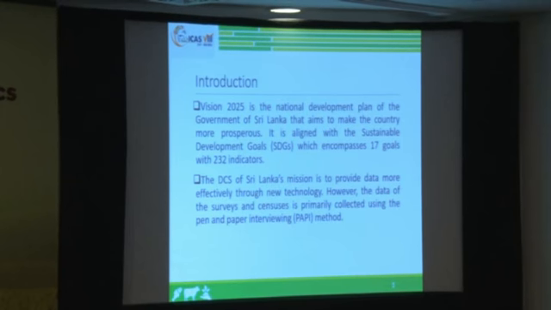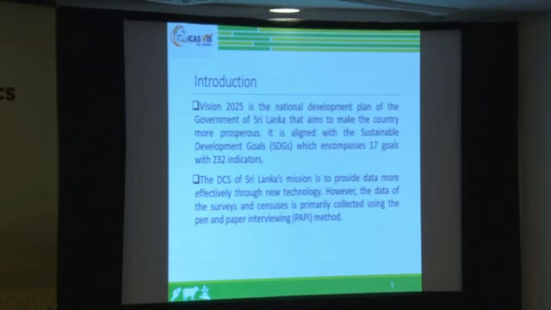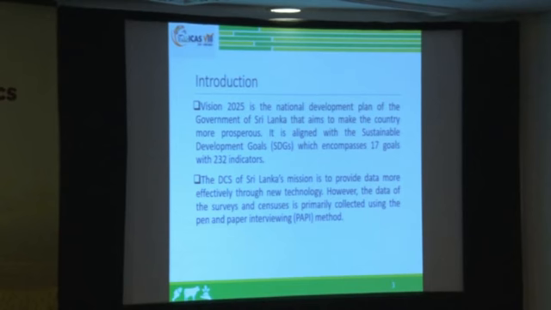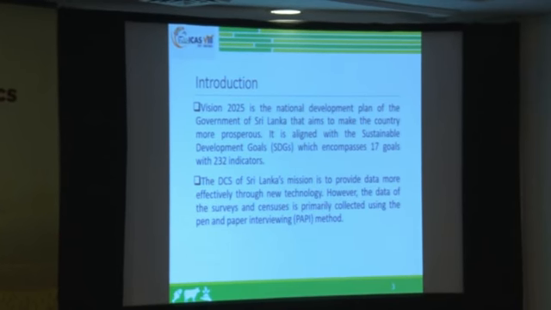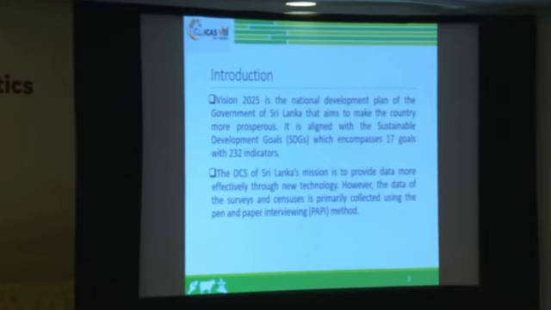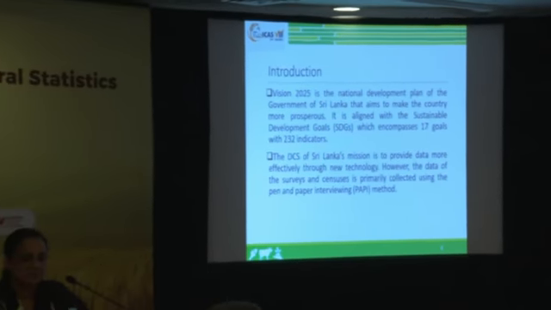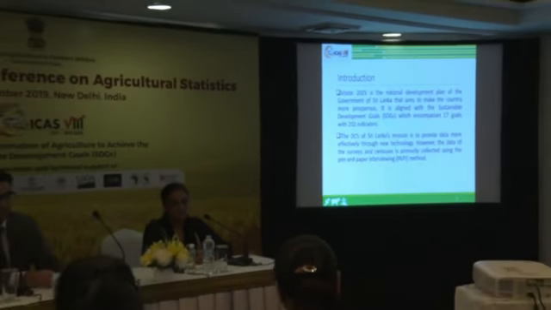Vision 2025 is the national development plan of the government of Sri Lanka that aims to make the country more prosperous. It is aligned with the Sustainable Development Goals, which encompass 17 goals with 232 indicators. The DCS of Sri Lanka's mission is to provide data more effectively through new technology. However, the survey and census data is primarily collected using the pen and paper interviewing system.